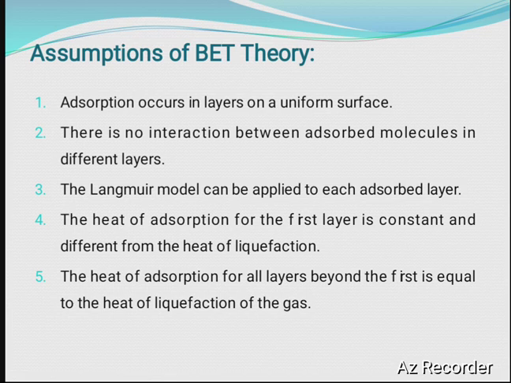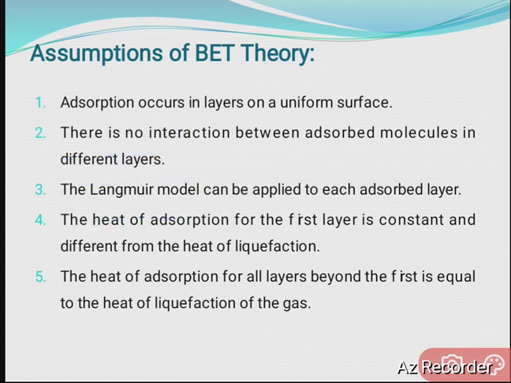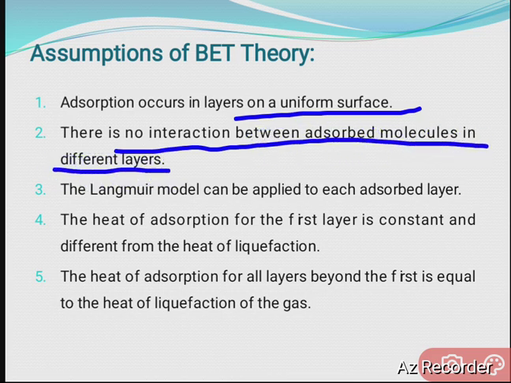Next, assumptions of the BET theory. What are the main basic assumptions of the BET theory? The adsorption occurs in layers on a uniform surface. Okay. This theory assumes that adsorption takes place on a uniform surface. There is no interaction between the adsorbed molecules in different layers. Why? Because this theory applies the Langmuir model for each layer.